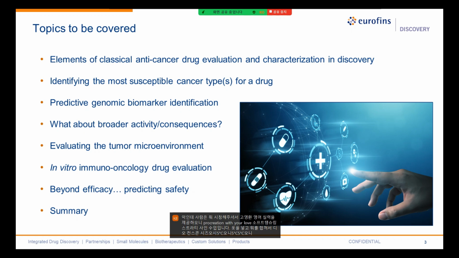This includes a quick evaluation of how we can look at the tumor microenvironment, and especially from the context of immuno-oncology agents. We'll also talk about the way in which those drugs can be evaluated using a complex phenotypic in vitro cell system, and that cell system can also be used to look at broader effects, in particular predicting safety of drugs and potential toxicity profiles. And then we'll wrap up with a summary.